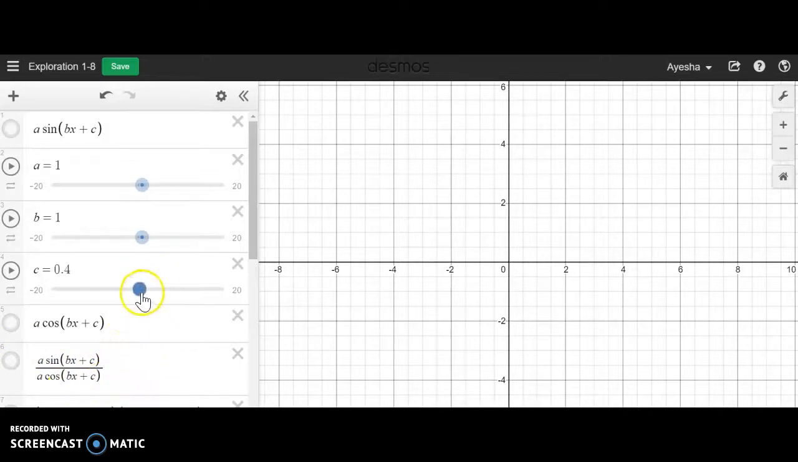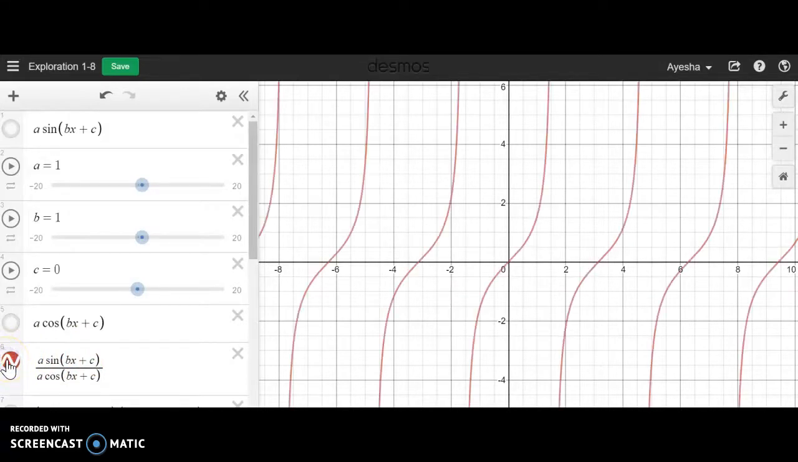I can already predict what this is going to look like because, as we know from calculus, tangent is equal to sine over cosine. So if we look at the graph of this, that is what a tangent graph looks like.